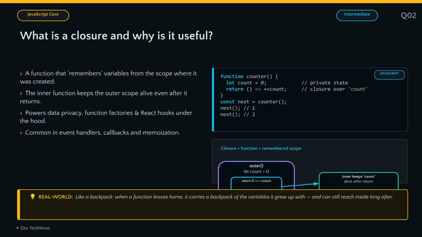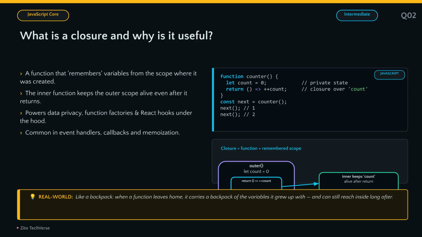What is a closure, and why is it useful? Closures are one of the most loved interview topics. A closure is a function that remembers the variables from the scope where it was defined, even after that outer function has returned. This keeps the outer scope alive, which is exactly how you create private state, function factories, and memoization. It's also the mechanism that makes React hooks like useState work.